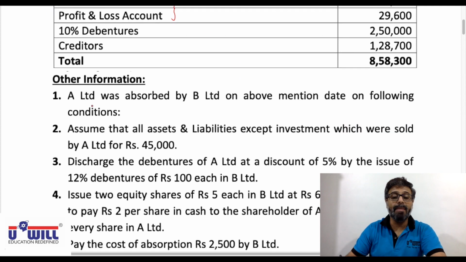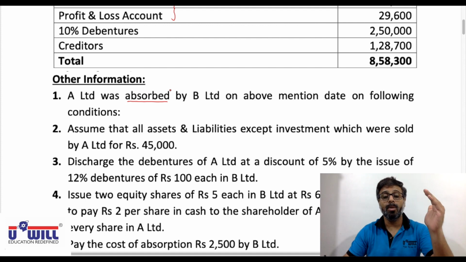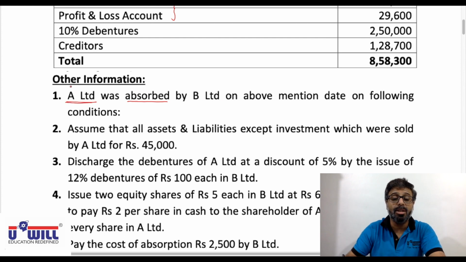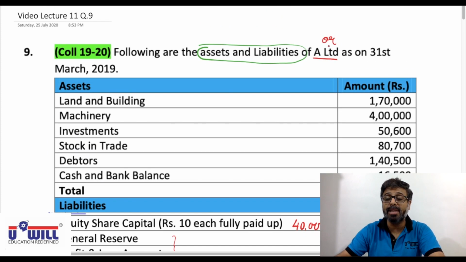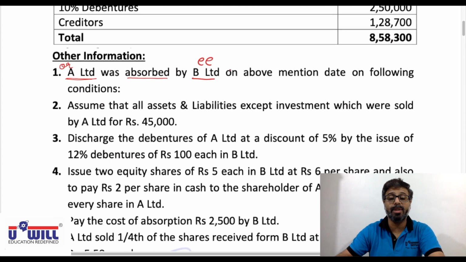Now, A Limited was absorbed by B Limited. So this is also a question on absorption. In the last question I already went back to the previous slides and explained what absorption was. One existing company goes into liquidation and is taken over by another existing company. Here A Limited was absorbed by B Limited, meaning A Limited is going into liquidation. So A Limited is a transferor company and B Limited is purchasing it, so B Limited is the transferee company. A Limited goes into liquidation, so that's the transferor company. B Limited is the purchasing company, so that is the transferee company.